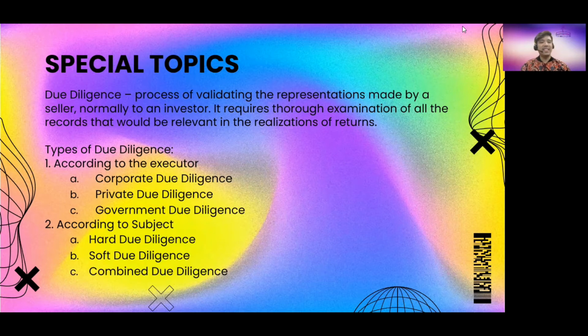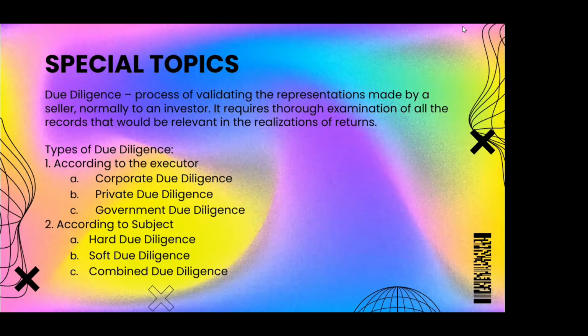So the types of due diligence. According to the executor, we have corporate due diligence, private due diligence, and government due diligence. Corporate due diligence is the due diligence exercise conducted or commissioned by a company or corporation that will invest in a business, and this is considered corporate due diligence. So this is between corporations.